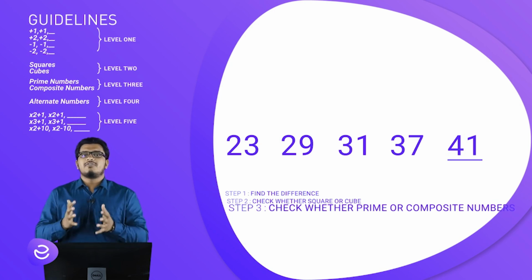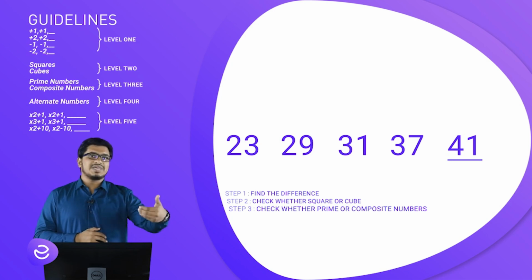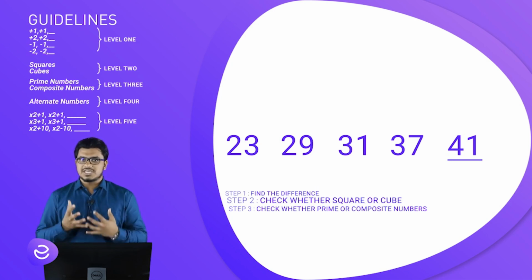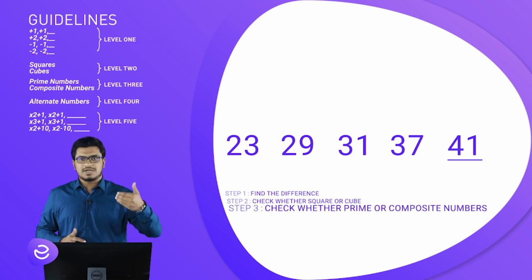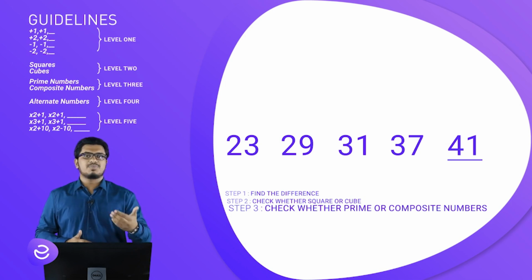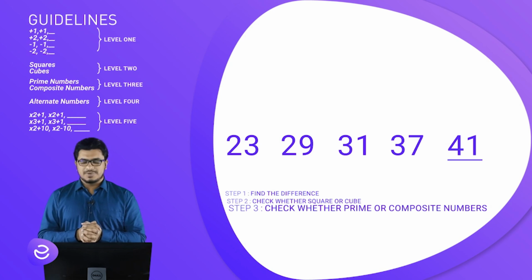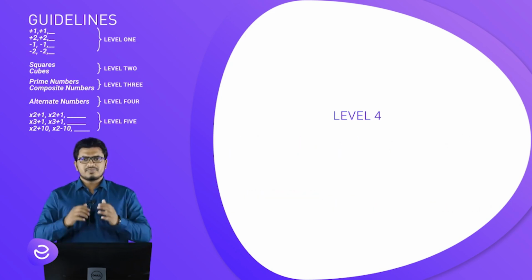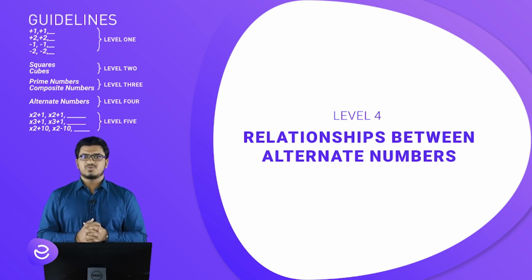So that is how you find out the answers of a number series. You check from the easiest ones. You check the differences, you check the squares, you check the cubes, and if you do not get the answer, the next level is the prime and composite numbers. The level 3 question is the prime and the composite numbers, and you check for the prime series or a composite series. The next one is a level 4 question, which is the relationship between alternate numbers. That is what you call it, relationship between alternate numbers.